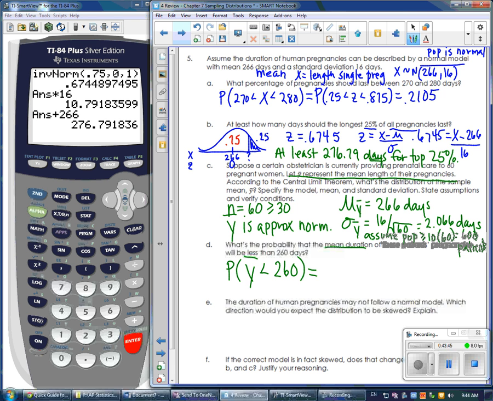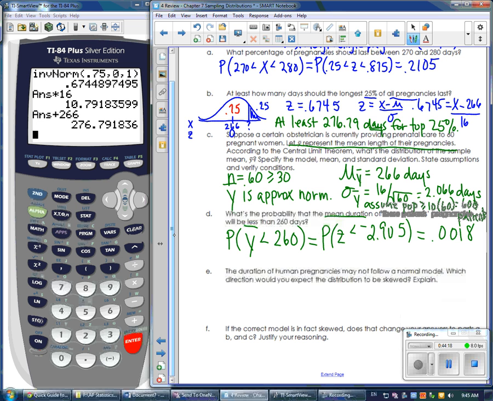So now I'm going to change that to a z-score. I'm going to take my 260 minus the 266 and divide it by 2.066, and that's going to give me a z. So notice, even though I'm dealing with a sample mean, when I convert it to a z-score, it's the same process. And that z would be negative 2.905. And if I, again, do my normal CDF, I should get 0.0018 as my probability. Probabilities do not need units. Okay, let's take a look at letter E.